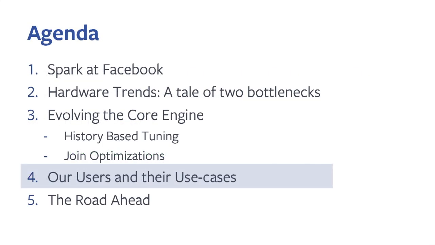So all in all, I talked about three things. I gave you an overview of how Spark is currently being used at Facebook. We talked about a few hardware trends that give you an overview of this design space or optimization space that we look at. We talked briefly about some of the ways we are evolving the core engine, specifically around history-based tuning and join optimizations. And next, Ankit will give you a deep dive into how our users are using Spark in production.